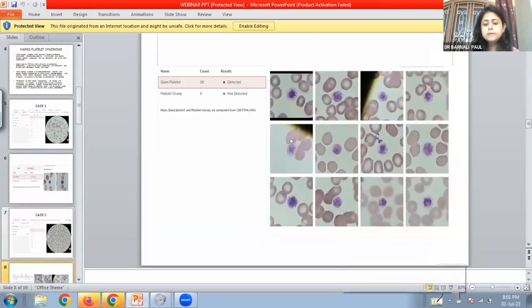So this is the same case which is showing that in 120 fields of vision which were scanned under the 40x magnification, it has picked up 18 giant platelets. So we can see the corresponding images that it has correctly analyzed the giant platelets, and there were no platelet clumps in this case. So the platelet count in the report was released as 75,000.